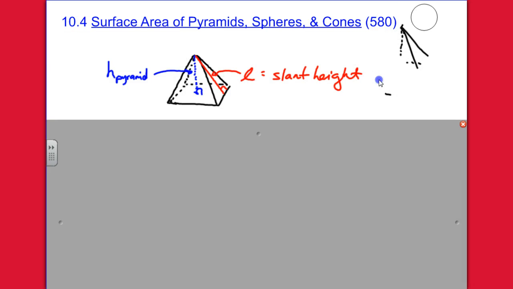This pyramid is, as all pyramids are, named for their bases. So you look down at that base that is opposite the vertex and you identify the shape of it. And so what shape is this base? Square. Maybe a square. I don't really have enough information to know if it's a square, so we could say it's a rectangular pyramid. So we name it by the base.